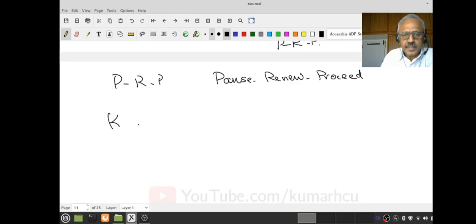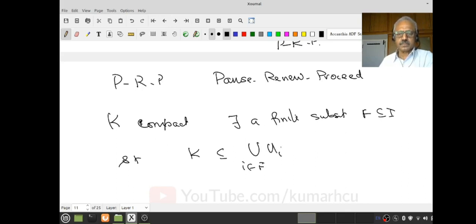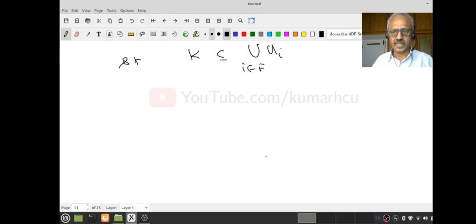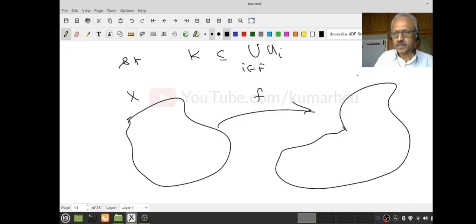Now what do I know about K? K is compact. Okay, therefore there exists a finite subset F of I so that K is contained in the union of U_i, i in F. Yeah, if you want to have a look at the picture, this is my X, this is my f, this is my Y. Okay, this is my K compact, this is maybe my f(K).